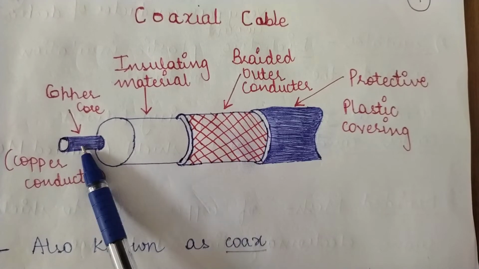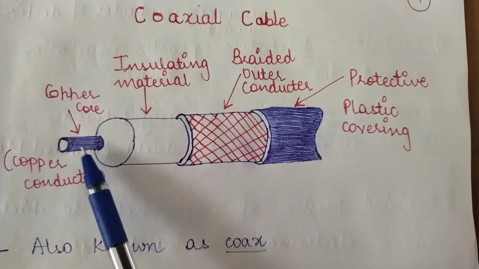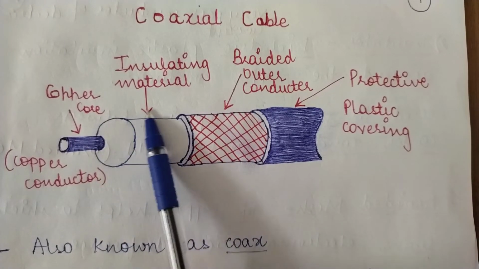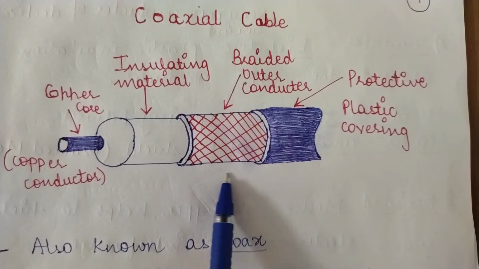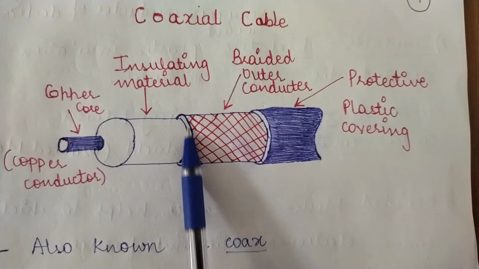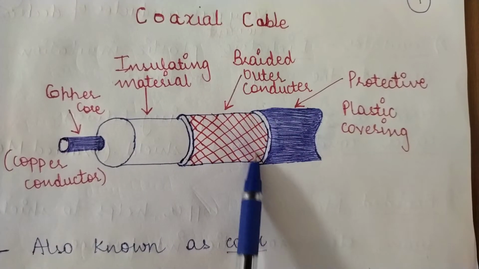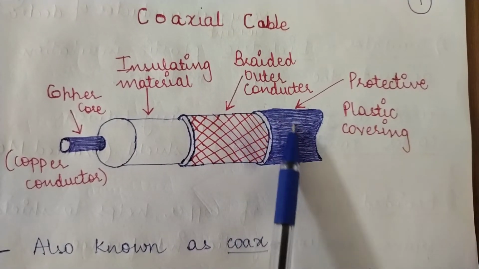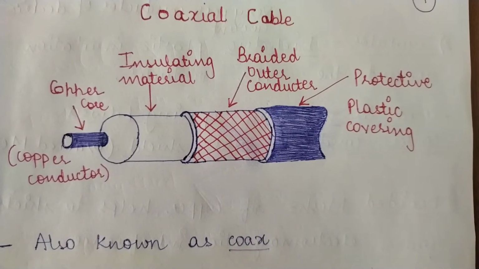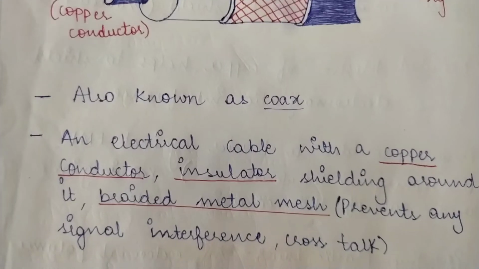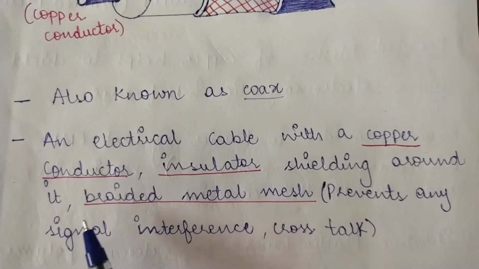The inner conductor, which is actually doing the task of transmitting the data, is layered up with an insulating material. This insulating material is further layered up with an outer conductor, and this outer conductor is then again layered up with the plastic covering, right? So we'll go into the details of all this. Now let's start with the introduction part.